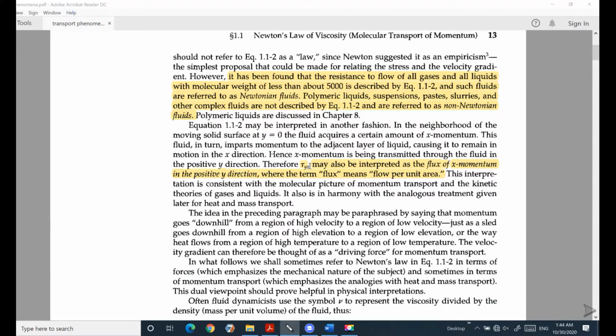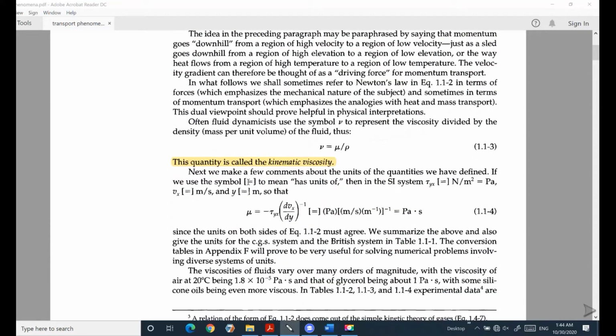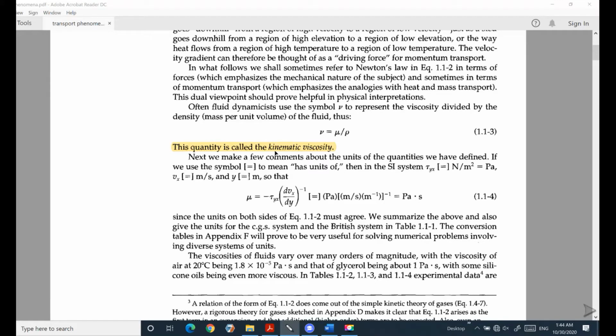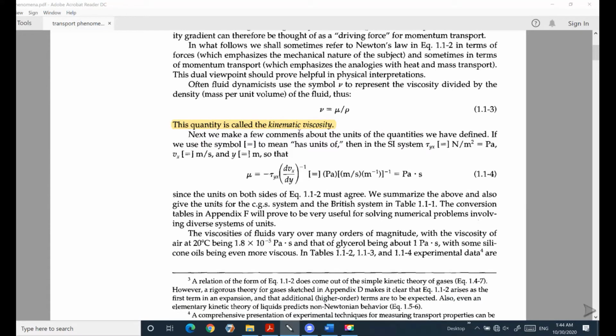Here, this term may also be interpreted as a flux of the x momentum in the positive y direction. Before, we defined it as a force acting in the x direction perpendicular to the y direction. Now we can say it is the flux of the x momentum in the positive y direction, where the term flux means the flow per unit area. Another definition is the quantity mu over rho, where rho is the density of the fluid between these two plates. It is defined as the kinematic viscosity.